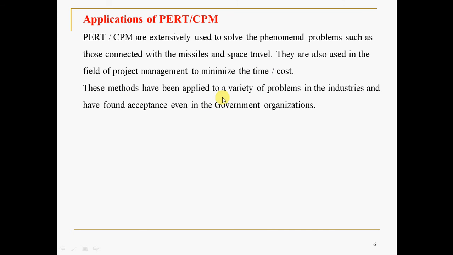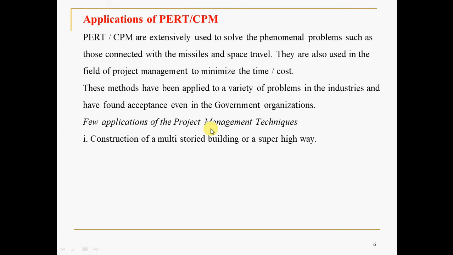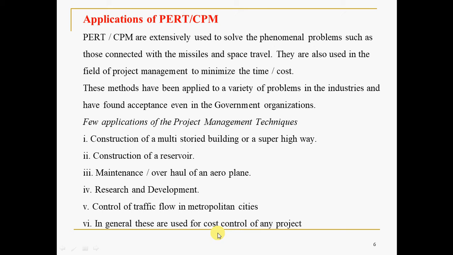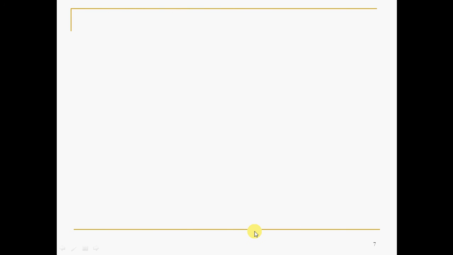These methods have been applied to a variety of problems in industries and have found acceptance even in government organizations. A few applications of PERT and CPM, known as project management techniques, are construction of a multi-storied building or a super highway, construction of a reservoir, maintenance or overhaul of an aeroplane, research and development, control of traffic flow, because basically these are network or flow diagrams, no? Control of traffic flow in metropolitan cities, and in general these are used for cost control of any project.